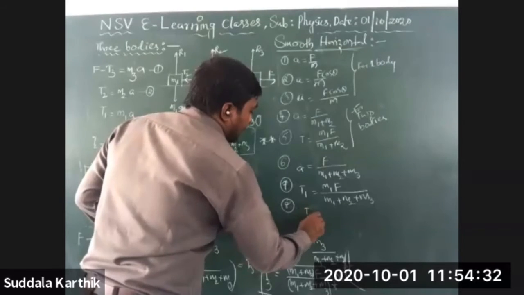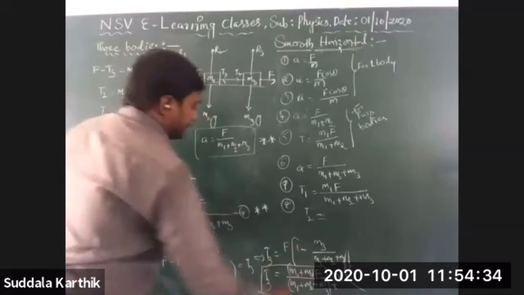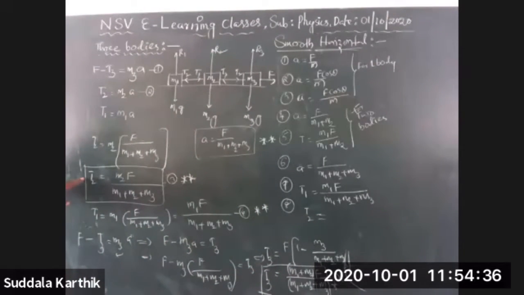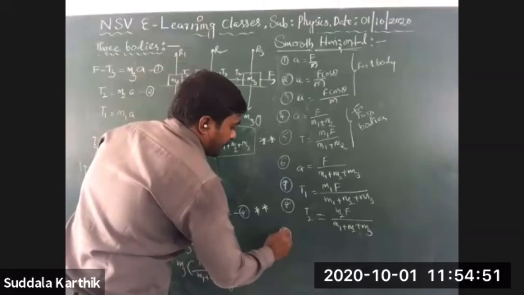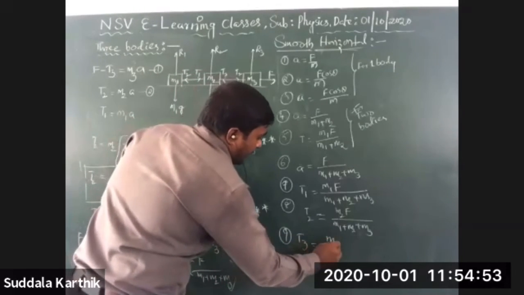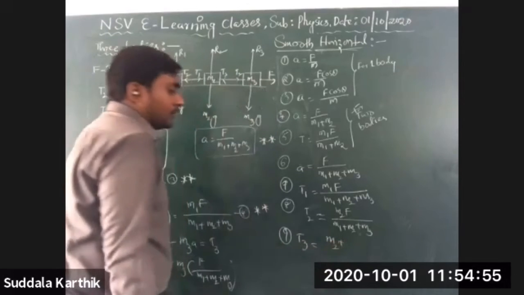The eighth one, T2 is equal to how much? T2 = (m1+m2)F/(m1+m2+m3). And T3 is how much? (m1+m2) into capital F by m1+m2+m3.